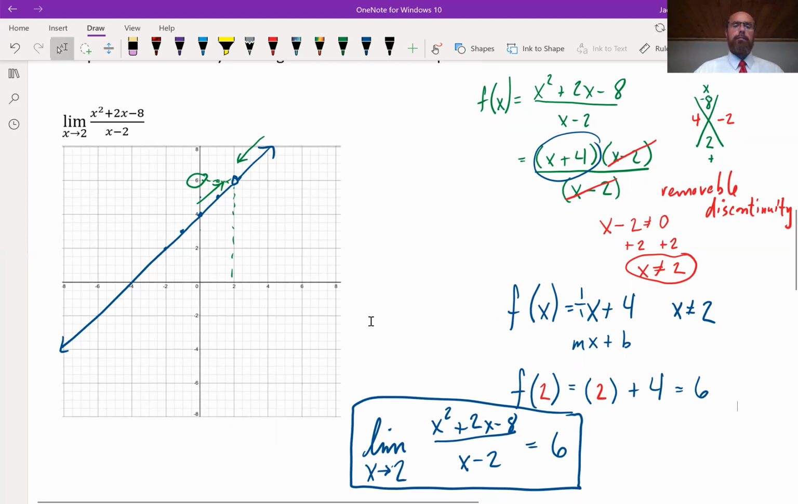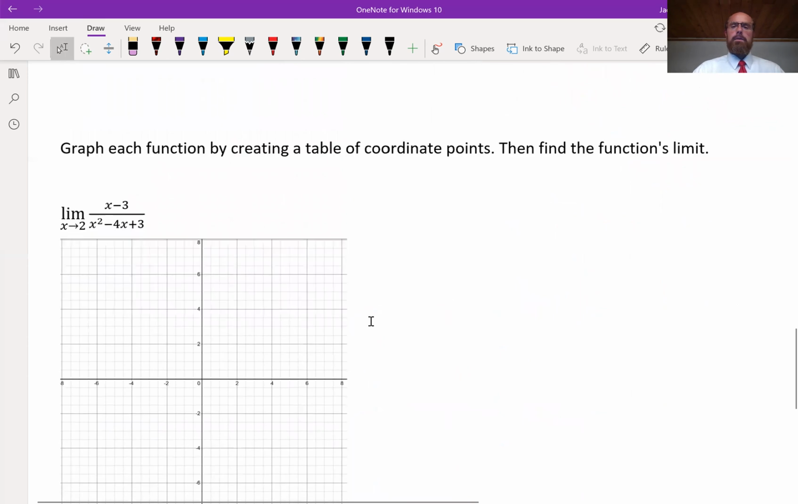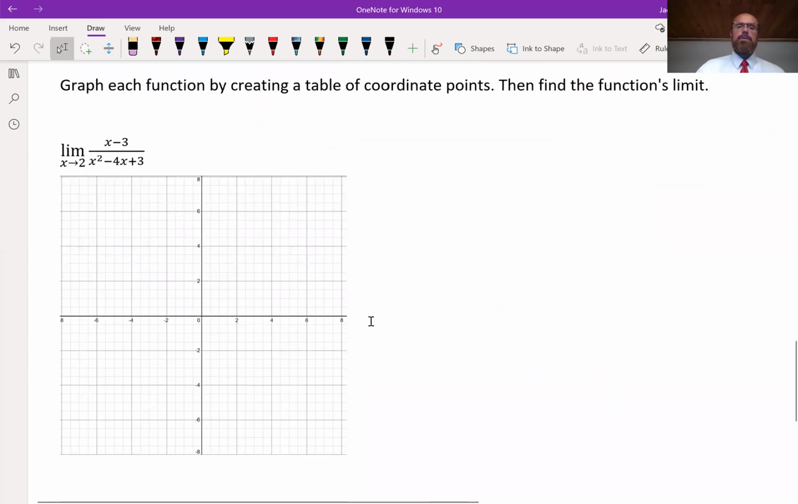Okay, let's see one final example. So again, here we got these instructions. Let's see if we follow them this time. We want to graph each function by creating a table of coordinate points. And then we want to find the function's limit. So we're looking at the limit as x approaches 2. We've been on a theme here, x approaching positive 2, of another rational function. So x minus 3 over x squared minus 4x plus 3.